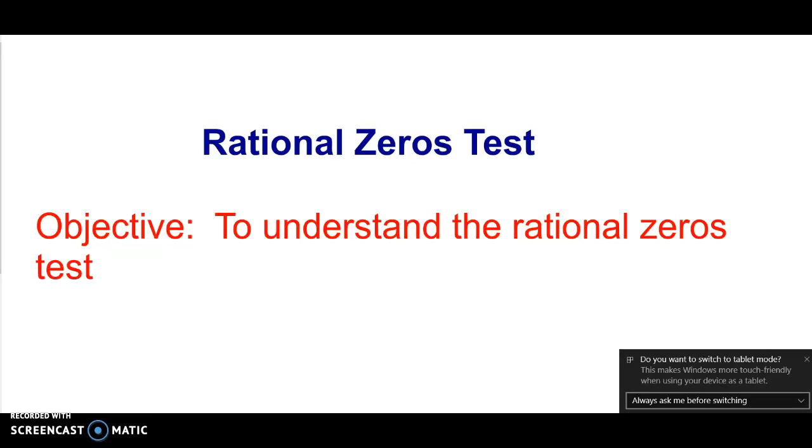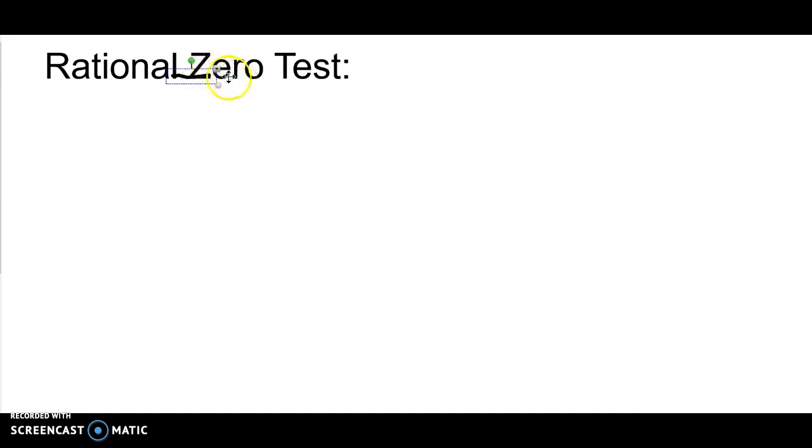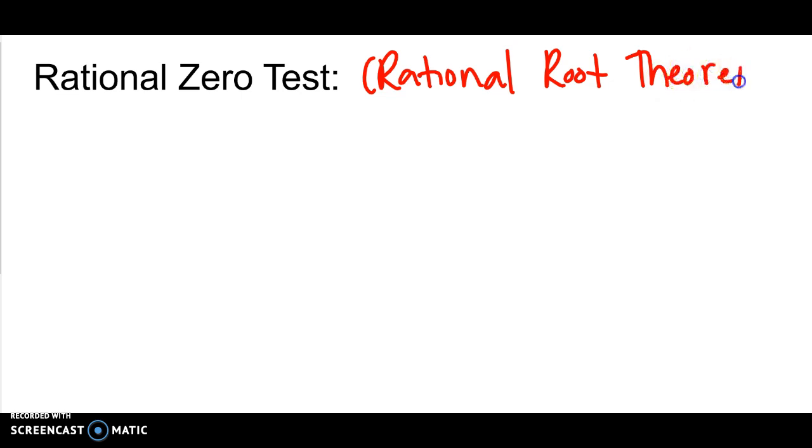Okay, today we're going to talk about the rational zeros test, also known as the rational root theorem. And this will help us identify possible rational zeros of a polynomial function. So let's begin. Okay, so again, like I was just saying, this could also be called the rational root theorem. And let's see what it says.